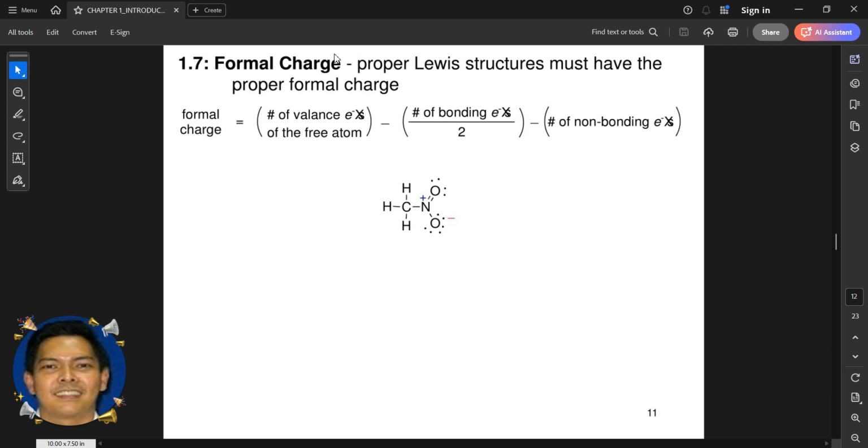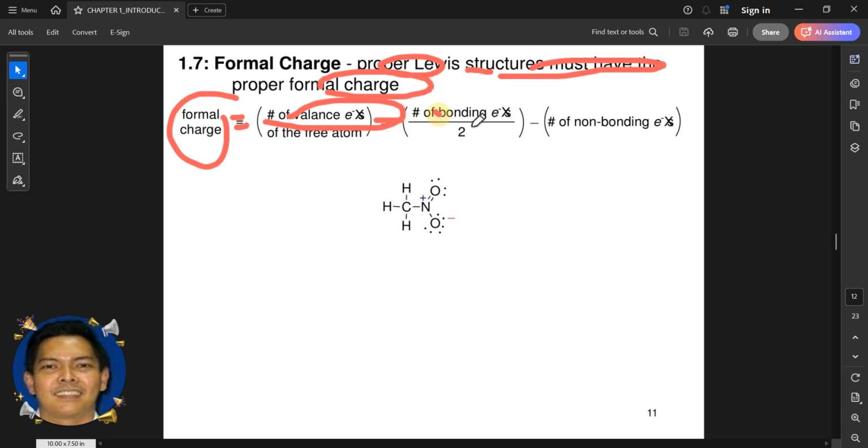Okay, this is chapter topic 1.7, the formal charge. So what is the formal charge? A proper Lewis structure must have the proper formal charge. The formal charge is equal to the number of valence electrons of the free atom minus the number of non-bonding electrons minus the number of bonding electrons divided by 2.